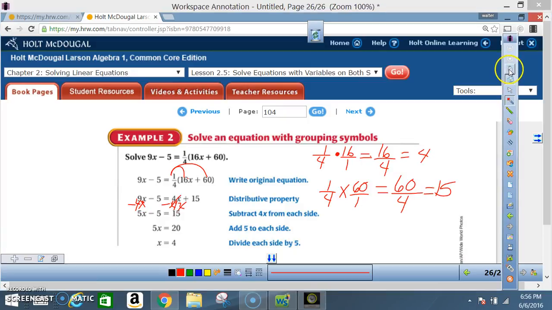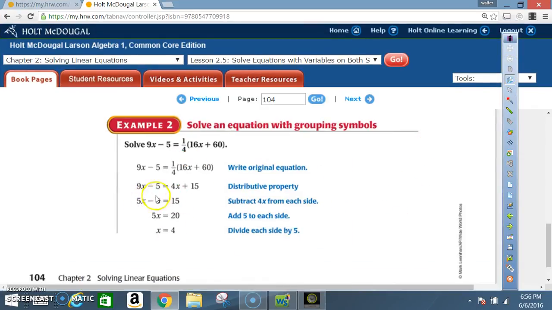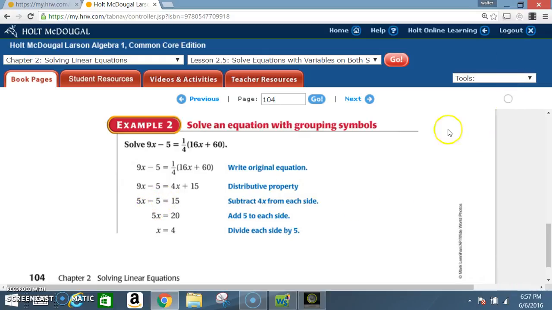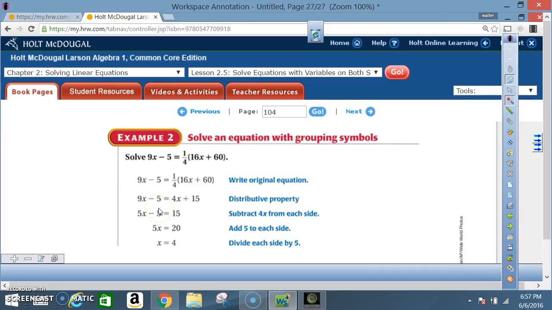Now I'm working with a two-step equation, multiplication, subtraction. So I'm going to add 5 to each side, plus 5, plus 5. A negative 5 and a positive 5, that's going to go to 0, so that's gone. So right here then, I have the plus 5. And right here I have the plus 5. Okay, so now that's going to cancel out.